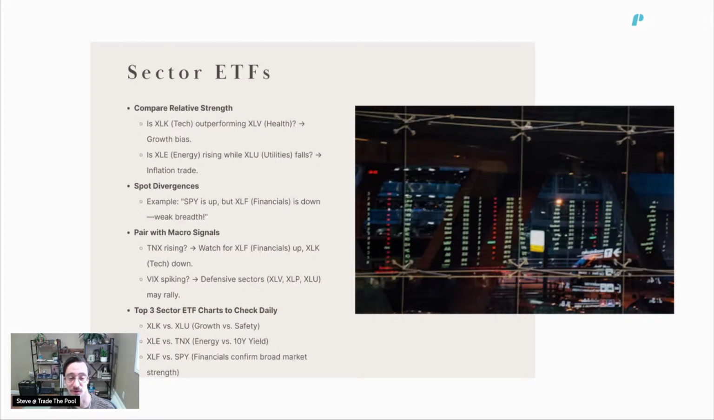So you can pair this with macro signals, like if TNX is rising, watch out for financials to go up and tech to go down. And if VIX is spiking, then you can watch for defensive sectors to start rallying, like we talked about. And here are the top 3 ETF charts to check daily. This is interesting. You can do ratio charts, right? So on TradingView, you can do XLK with a slash and then XLU.